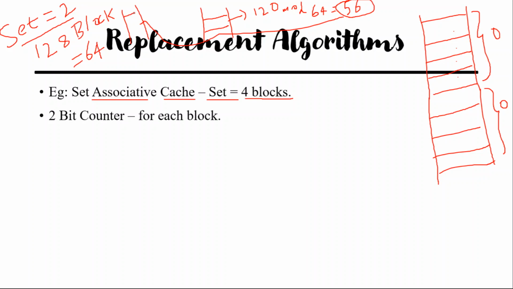Again, in set 56, this set contains 2 blocks, so it can go to any one of these 2 blocks. Similarly, here we are saying that one set contains 4 blocks.